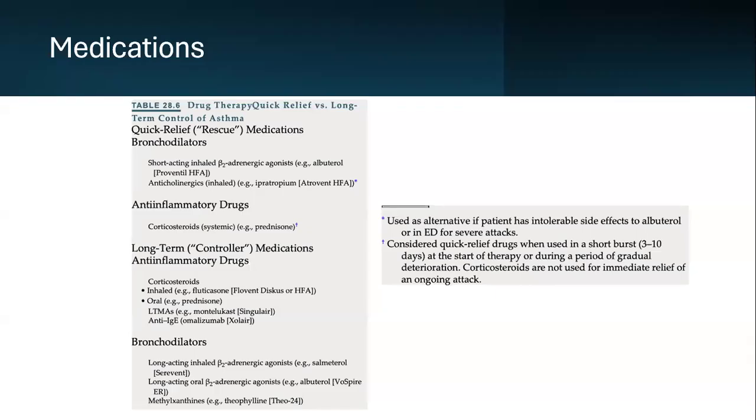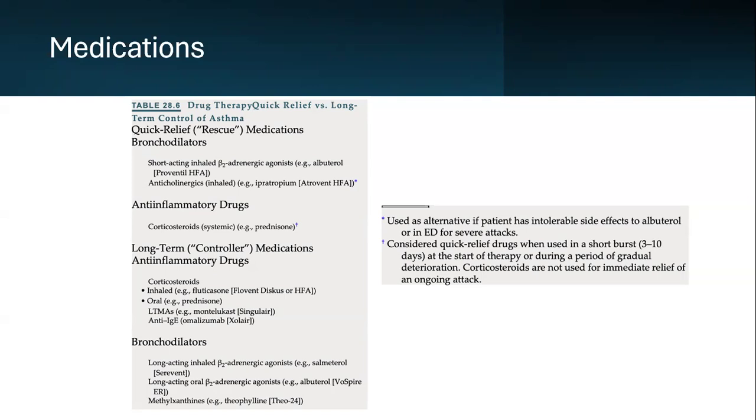Here are the medications for asthma. There are quick relief versus long-term control. So remember, for asthma, there are two main types of medication: quick relief and long-term control. The quick relief or rescue medications are called bronchodilators.